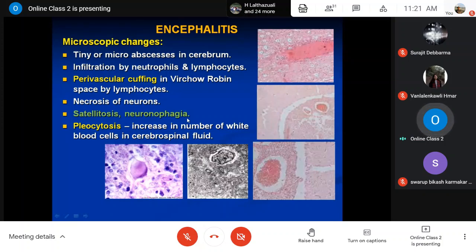Then pleocytosis is another terminology you may come across. That means if you take the cerebrospinal fluid and count the white blood cells for examination and proper analysis, you may get an increased number of white blood cells, WBCs, in the CSF. That is termed pleocytosis.